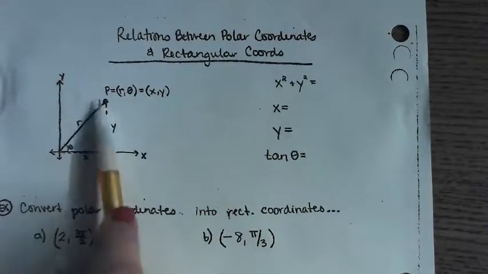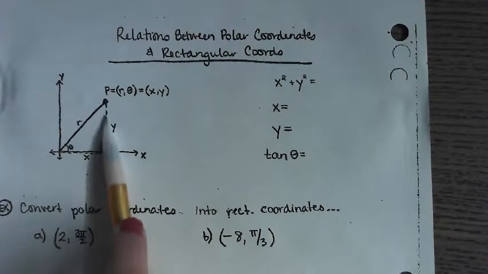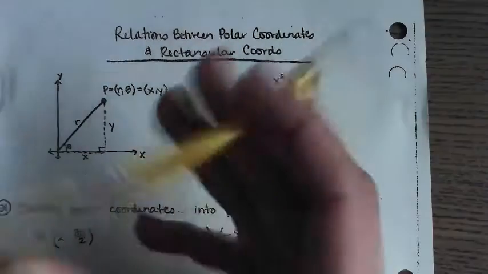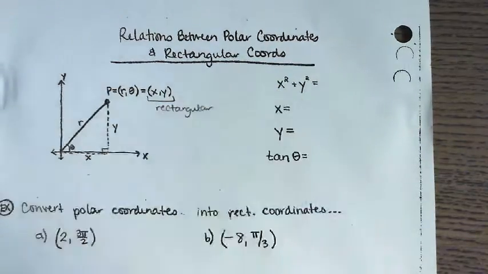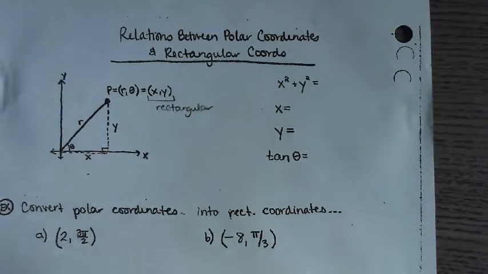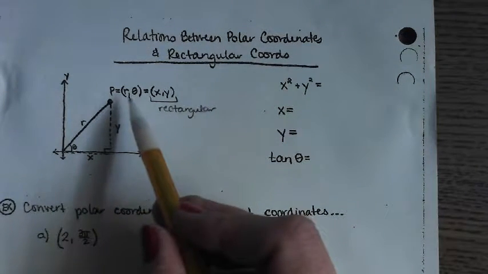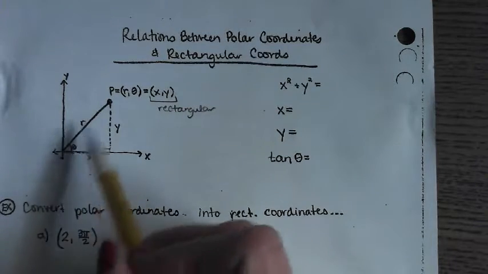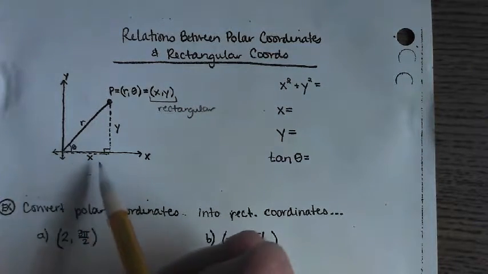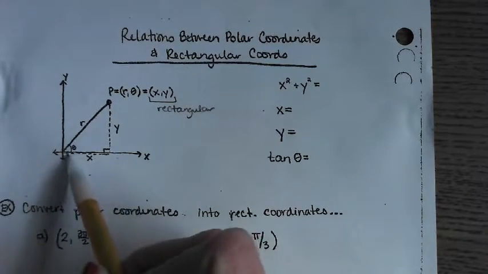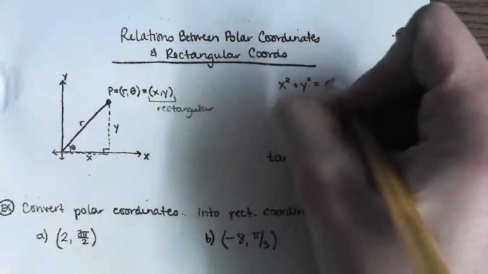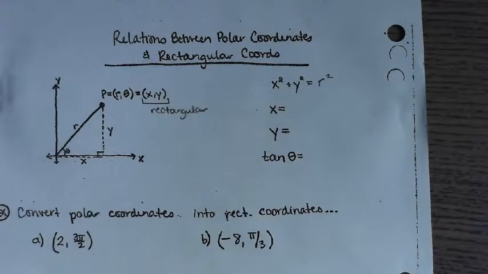So if this point is x comma y, that's the rectangular system. So here's your rectangular point. Your polar point is r comma theta. Now, where does your r come from? It's wrapped up in the Pythagorean theorem, right? x squared plus y squared equals r squared. So that's one formula that's going to be used to help you transition back and forth between rectangular and polar.